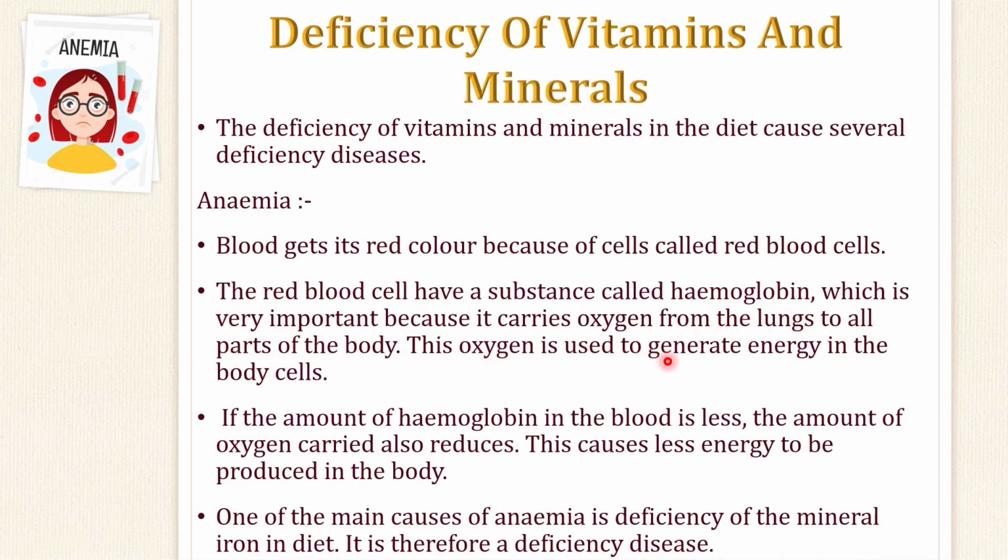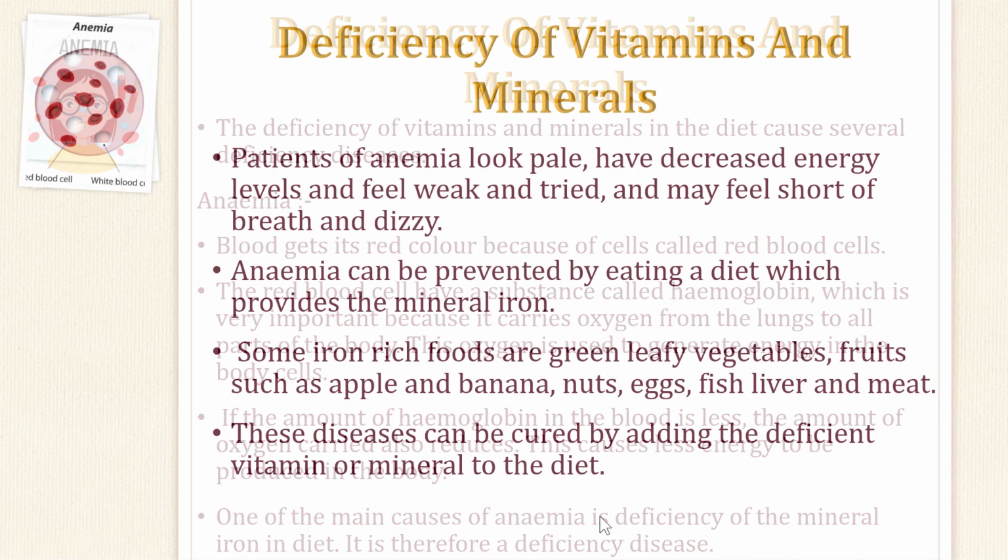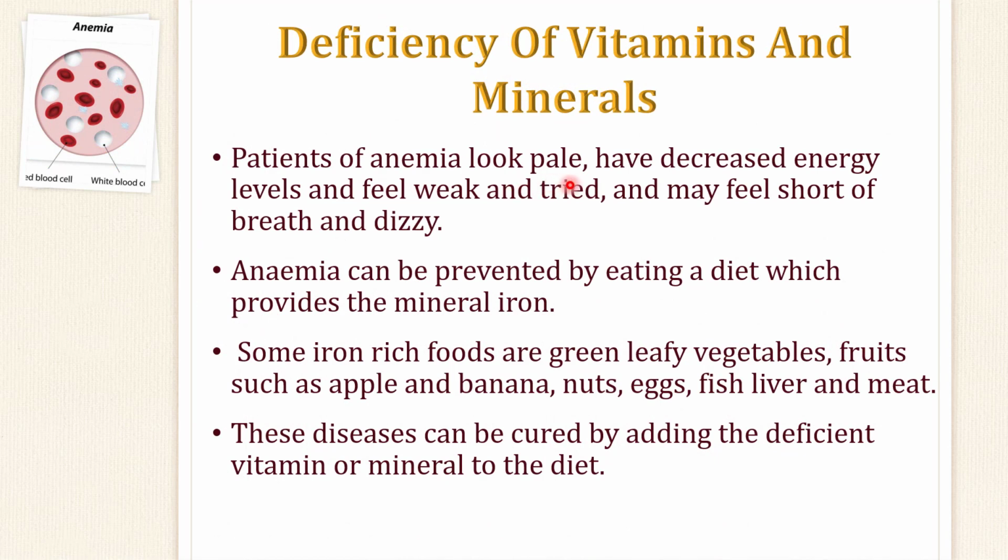This oxygen is used to generate energy in the cells. If the amount of hemoglobin in the blood is less, the amount of oxygen carried also reduces. This causes less energy to be produced in the body. One of the main causes of anemia is deficiency of the mineral iron in the diet, and therefore it is a deficiency disease. The patient of anemia looks pale, has a decrease in energy level, feels weak and tired, and may feel short of breath and dizzy.